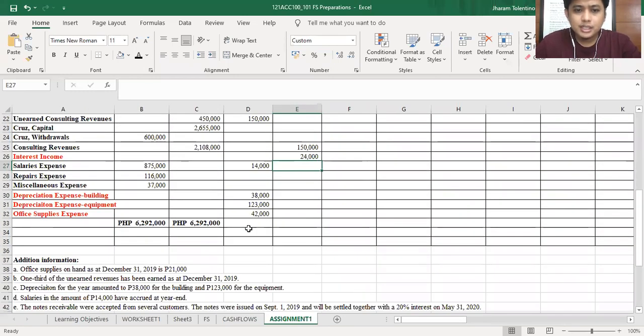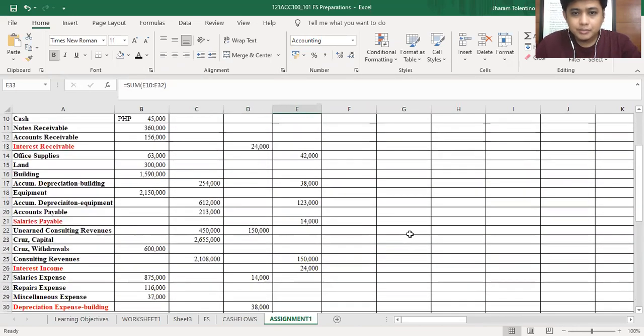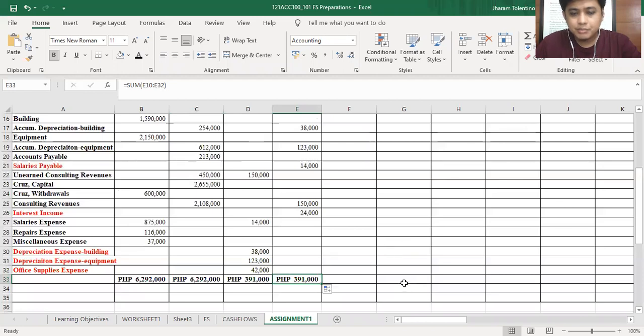Okay, anong next na gagawin? Make sure that the balances are equal for the adjustments. So check natin. Ang ginawa ko na lang, highlight na lang yung amounts. So kinapi natin yung summation niya. 391,000. So pag balance yan, wala kang masyadong problema.